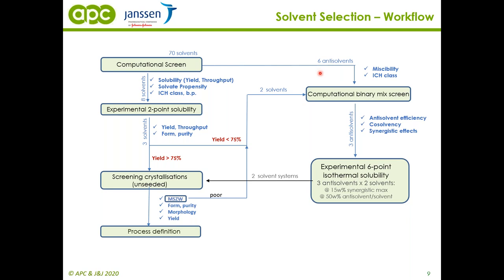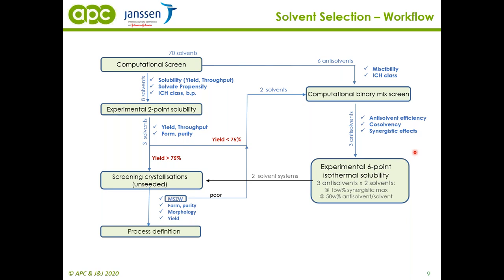So we select six anti-solvents from the previously done computational screen on neat solvents and anti-solvents, and usually the selection of relevant anti-solvents is done based on miscibility, and also we want to select green anti-solvents. So once here we are creating the solubility as a function of solvent composition, starting from zero all the way to 50 weight percent or even to 100 weight percent.